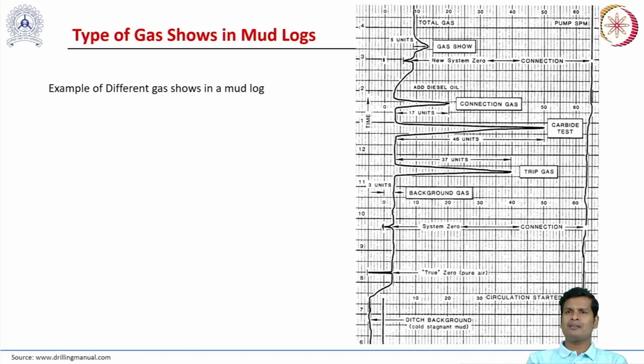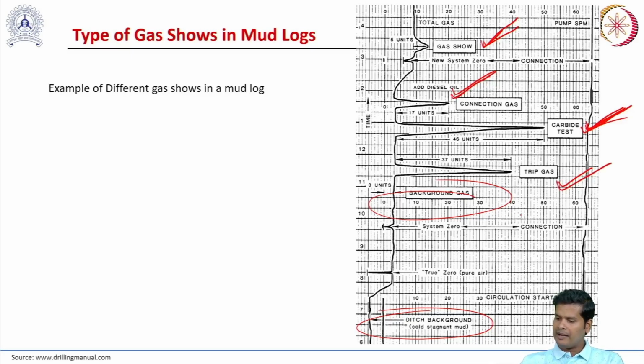For example, typically you can see here in this figure, this is the background concentration. You can see the background concentration of the gas. This is the actual gas show. This is a connection gas. This is a carbide test gas. This is trip gas. So during tripping, some gas was introduced. So this is trip gas. This is your connection gas, and this is your carbide test gas show. So these are the common gas show types: the gas show from actual formation, the connection gas, the carbide test, trip gas, and the background gas concentrations.